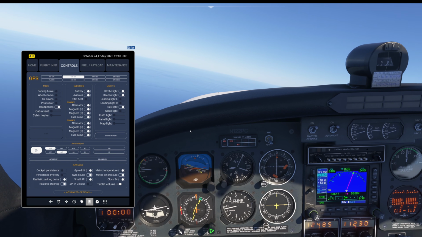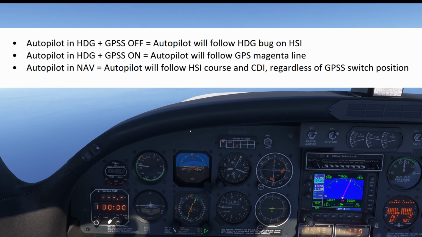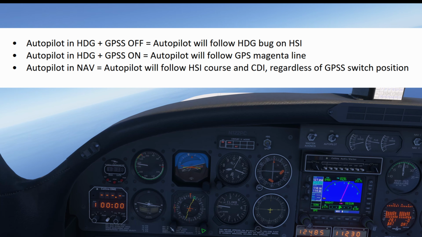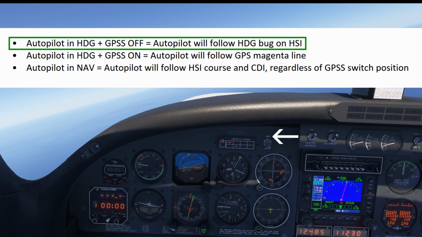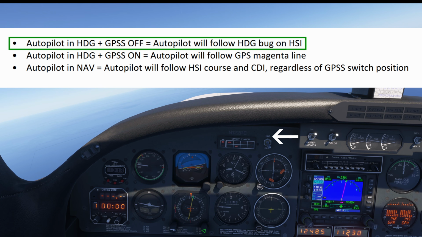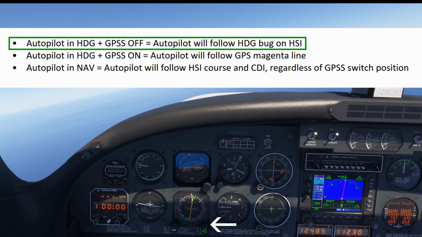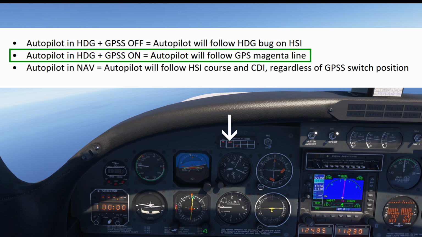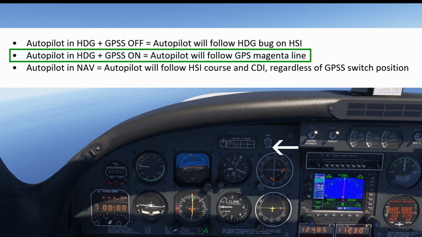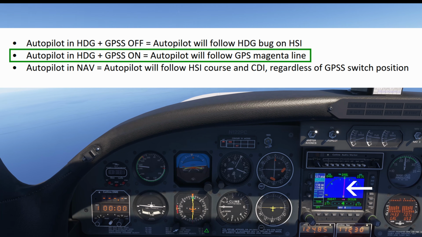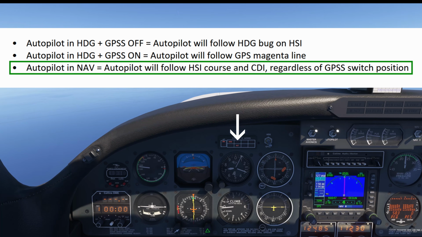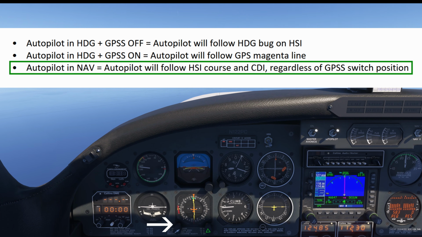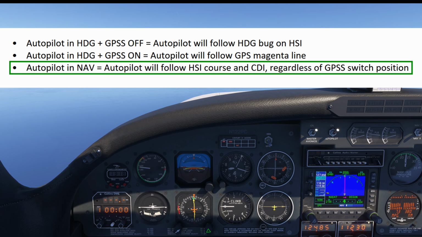To sum up, here is a little cheat sheet describing what various combinations of switches do. If the autopilot is in heading and GPSS is off, the autopilot will follow heading bug on the HSI. If the autopilot is in heading and GPSS is on, the autopilot will follow GPS magenta line. If the autopilot is in nav, then the autopilot will follow HSI course and CDI, regardless of GPSS switch position.